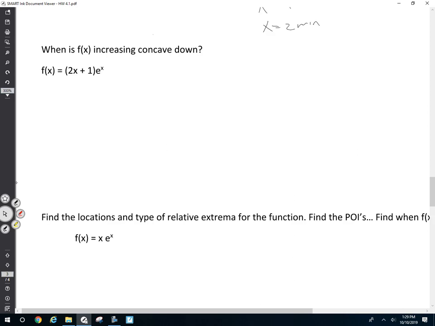Increasing concave down. Don't know why I gave you less space for this, but I have two derivative signs I need to look at. First derivative needs to be positive. The second derivative needs to be negative. Let's go. Derivative of the first times the second plus derivative of the second times the first. Factor out the e to the x. Simplify. It'd be 2 plus 2x plus 1. That's 2x plus 3. Set that equal to 0. Solve. I get my friend negative 3 halves.